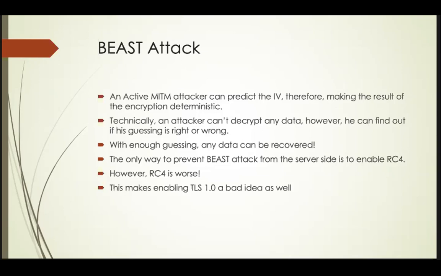2021. Recall that in CBC mode, the previous ciphertext will be the IV in the next block, which kind of makes it predictable if you can control the plaintext somehow. Now, this attack is kind of like something called a chosen plaintext attack. Basically, it requires a man-in-the-middle attacker to inject some JavaScript or anything on the HTTP-enabled website that will make the client make another request to the HTTPS version or to the HTTPS website you are targeting in order to perform this attack. So an active man-in-the-middle attacker can predict the IV by doing so, therefore making the result of the encryption deterministic and basically leaking data from the encryption itself.